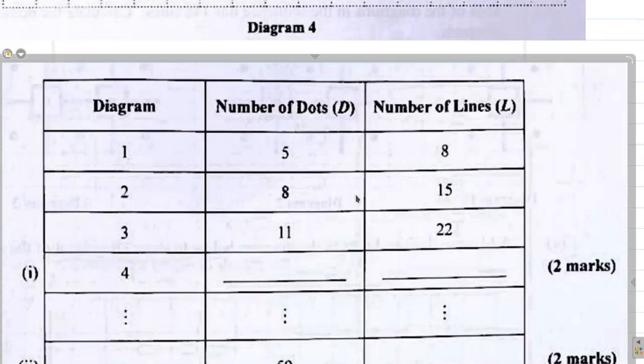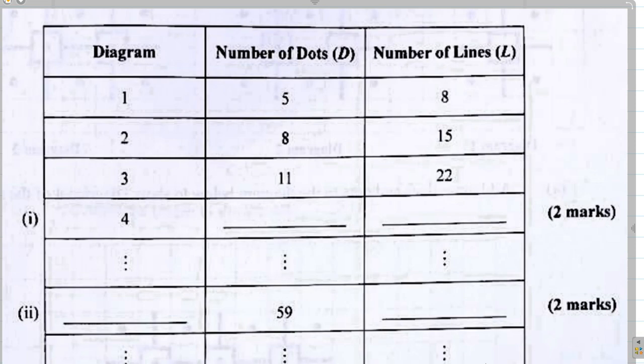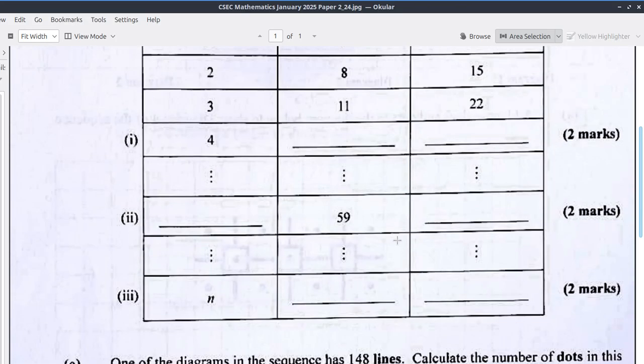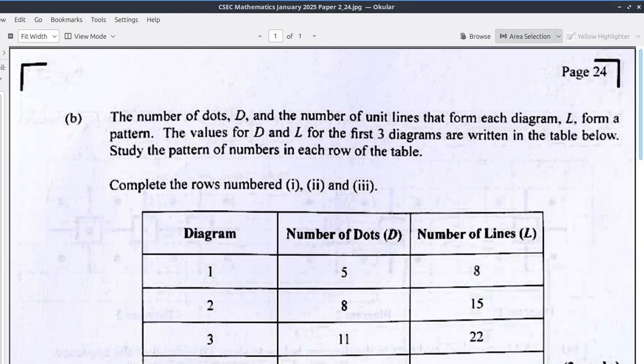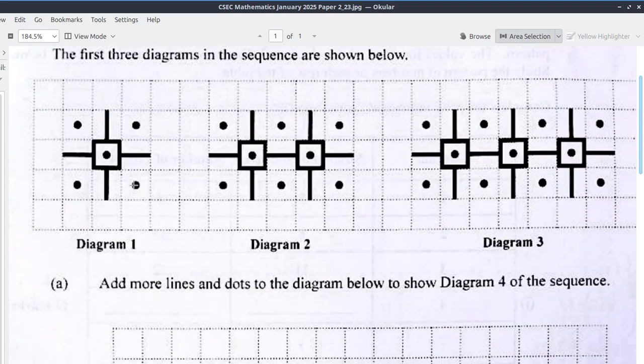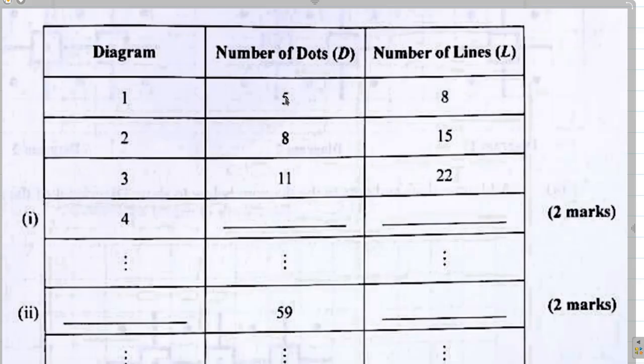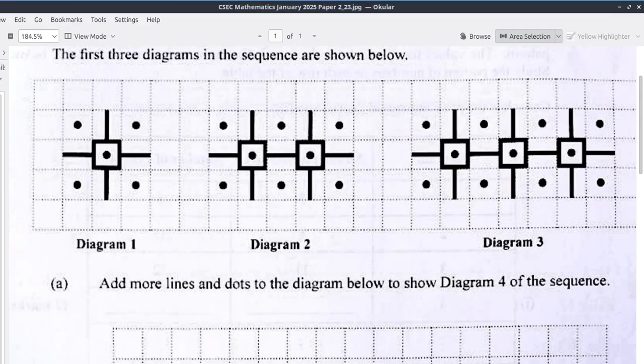Alright, so this is what we have here. Now, if you look at diagram 1, you have 1 square and 1, 2, 3, 4, 5 dots, right? Diagram 1, 5 dots. Number of lines, well, 8 lines. You have 1 up, 1 down, 1 left, 1 right. That's 4 so far. And then each side of the square is a line. So you have 8 lines.